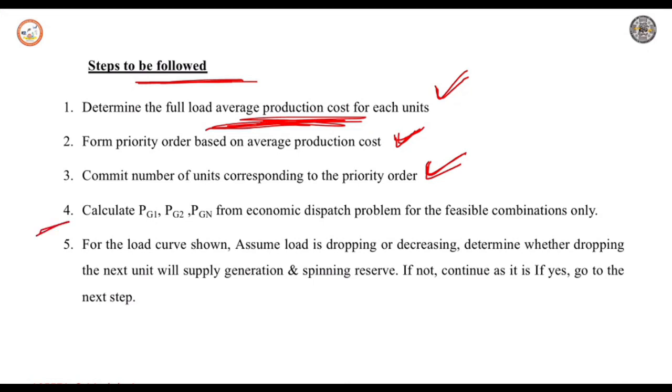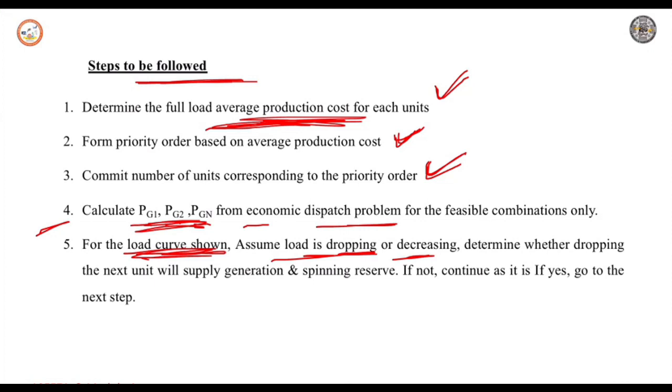Then we need to calculate the power generated by the units Pg1, Pg2 up to Pgn from the economic dispatch problem for the feasible combinations only. First, we need to determine the economic generation of all the priority order generators. We need to calculate the economic generation for the load curve shown. As I showed in the previous class, the load curve is not constant; it varies from hour to hour. So with reference to the load curve, assume the load is dropping or decreasing.